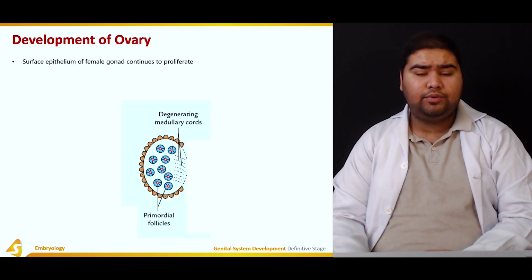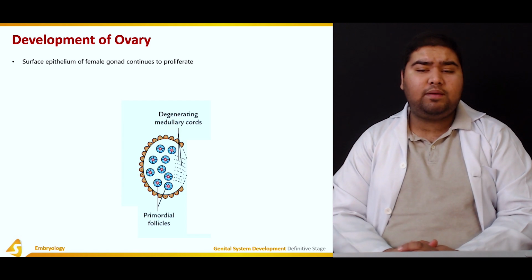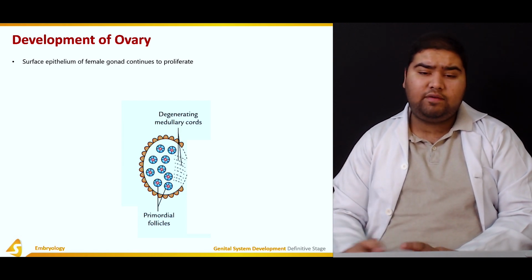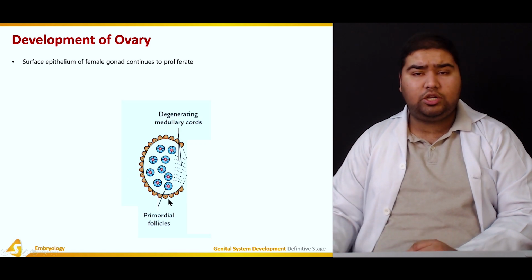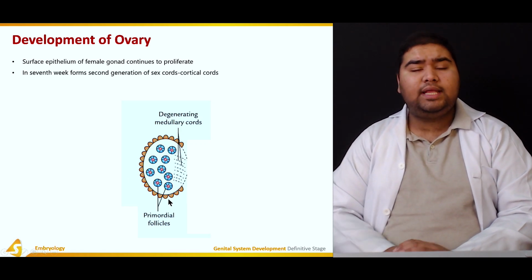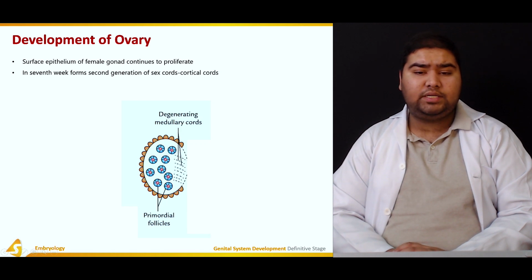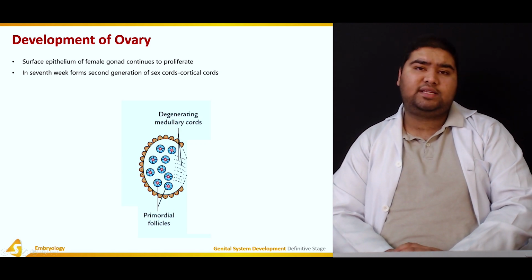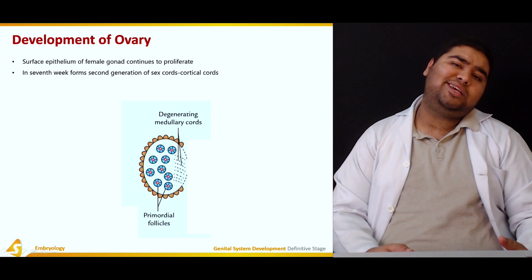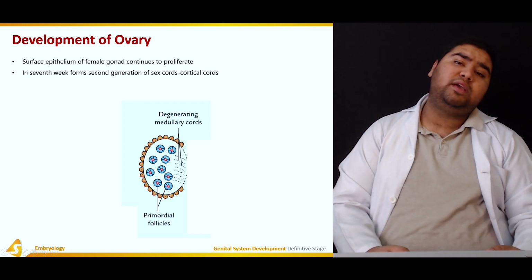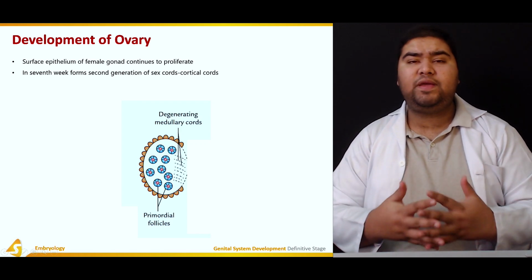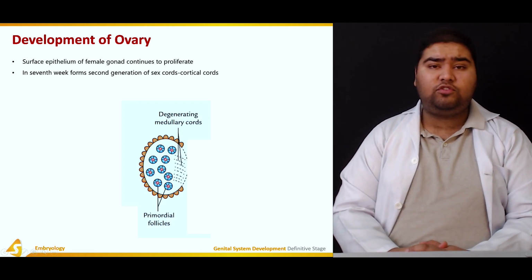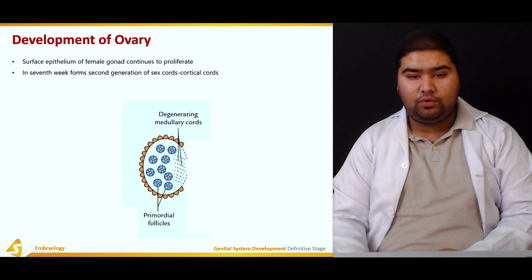So the surface epithelium of the female gonad continues to proliferate. This surface epithelium, this coelomic epithelium, continues to proliferate. In the 7th week of development, it forms a second generation of sex cords. So a second generation of sex cords is now being formed in the developing female gonad, which was not formed in the developing male gonad.